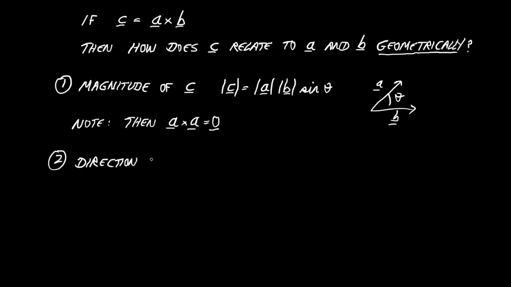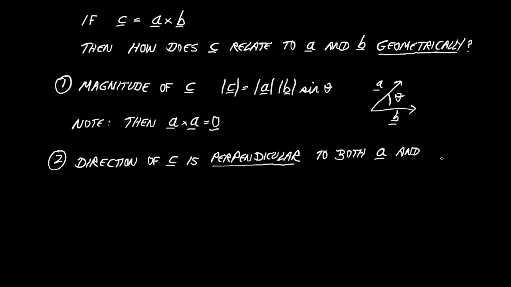That was easy enough. What about the direction of this new vector c? How does that relate? Okay, here's the thing. The direction of c is perpendicular to both vectors a and b. So it's at right angles to each of those vectors separately and simultaneously. What does that look like? Well, actually, we can draw it in one of two ways, one of which is right and one is wrong.